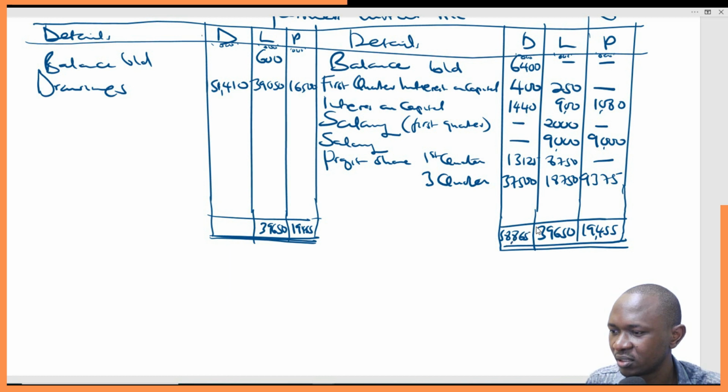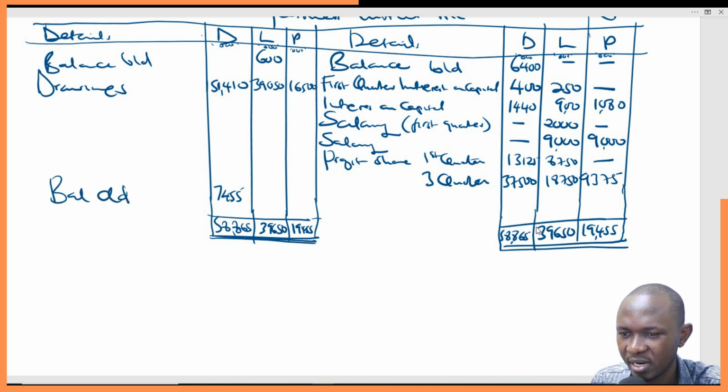58,865. Then 58,865 minus 51,410 gives you 7,455. So 7,455 is our balance carried down. And then of course here will be 0, because you know that 39,650 and that 39,650 is balancing.